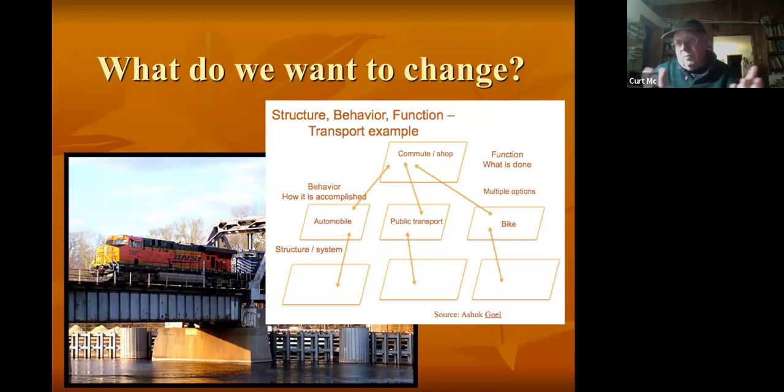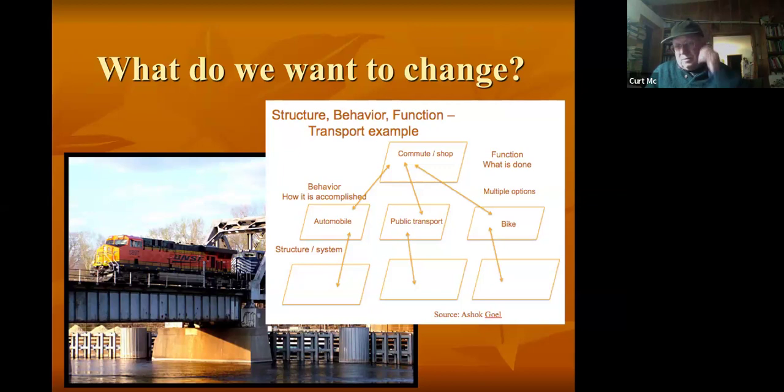In the case that's shown here, it's a little more general. So let's just say we want to move from point A to point B. That's our function. And then we can ask what are our different behaviors that could produce it? Well, we could use a car, we could walk, we could bike, we could take public transport. And then, of course, each of those requires a different structure, a different system.